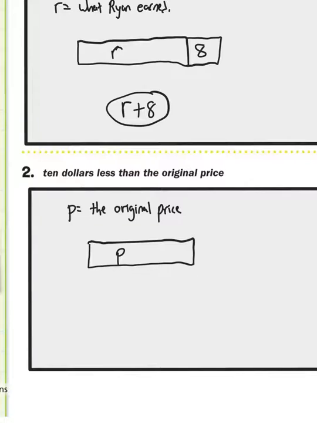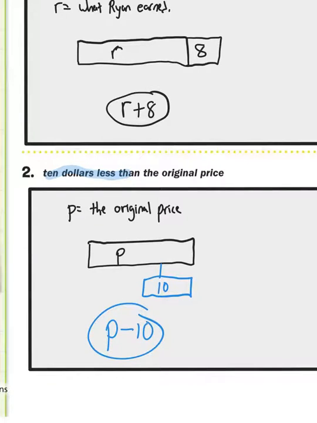But here's what we do know. We do know it is $10 less than the original price. So to show that, we drop the little box down with a 10 in it. That's how you represent 10 less than the original price. And this helps us see the expression, whatever the original price is, minus 10. And that's our answer.